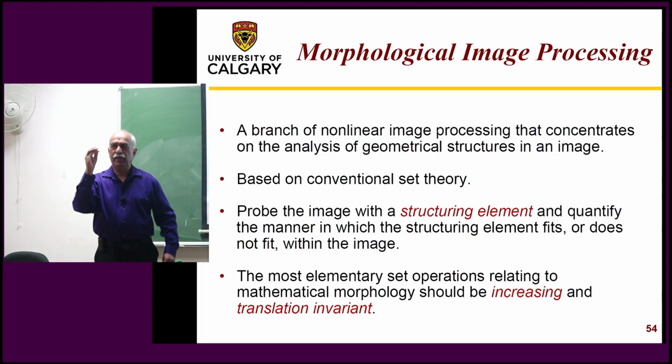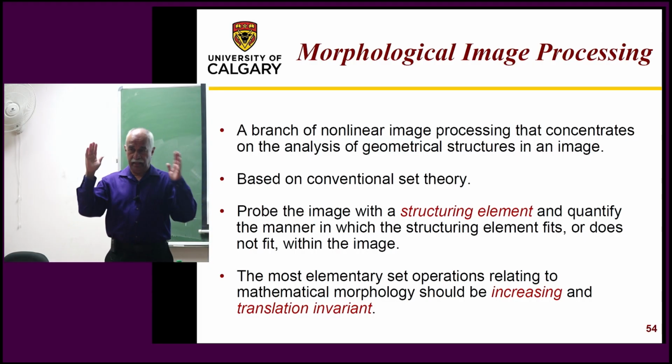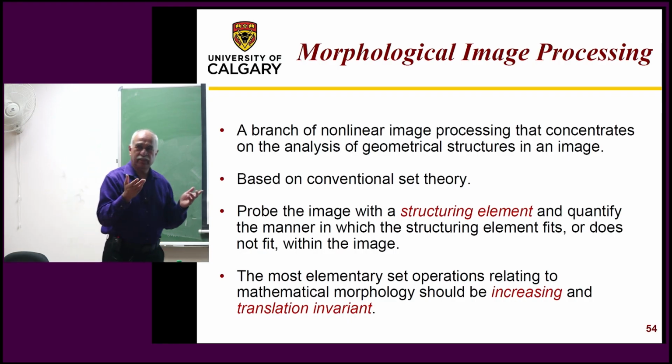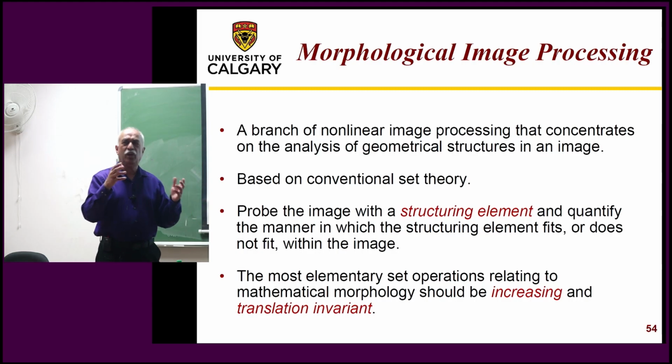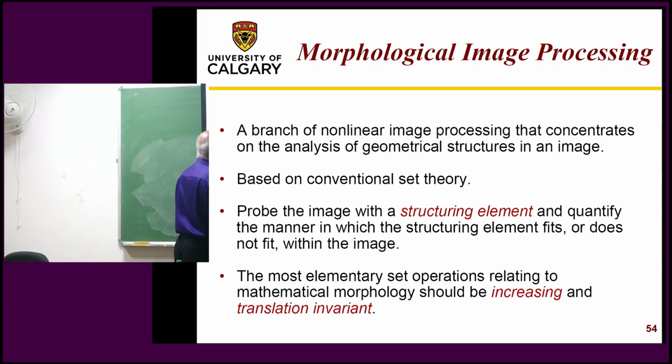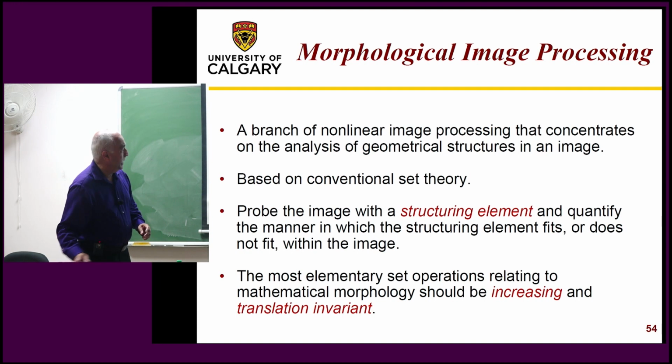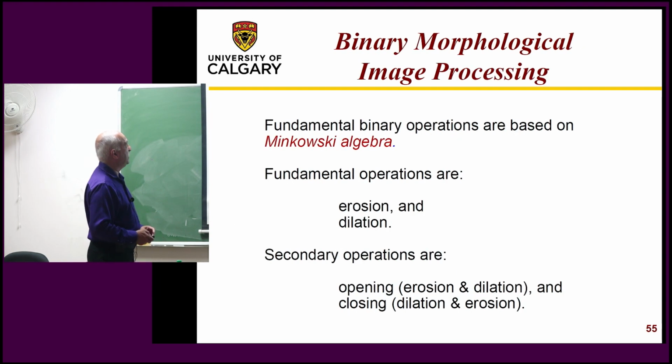The structuring element is much smaller than the full image. Like the convolution mask, 3 by 3, even 5 by 5, 7 by 7, they're all much, much smaller than the full image. There are two properties that the operation should have: increasing and translation invariant.